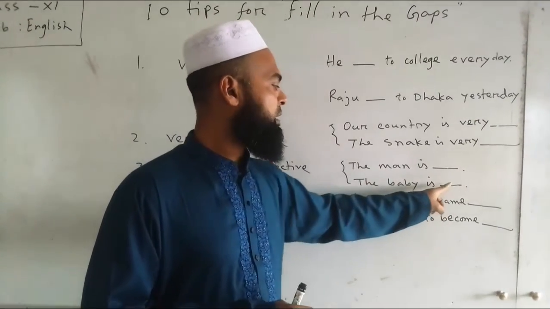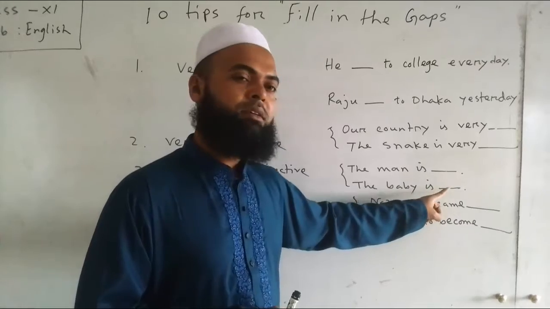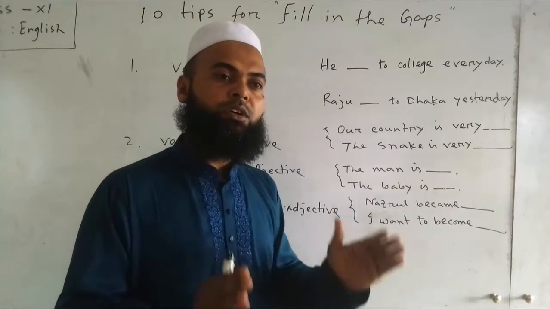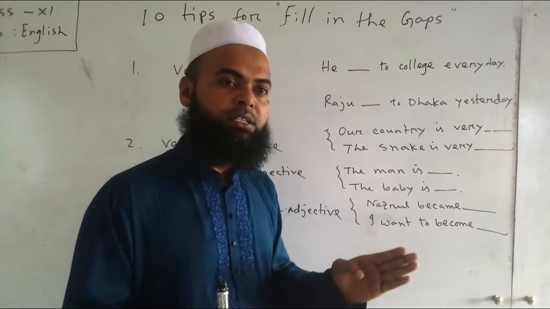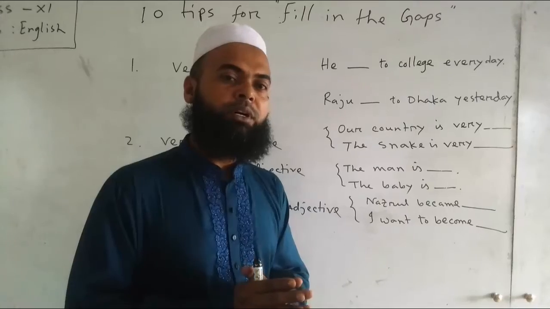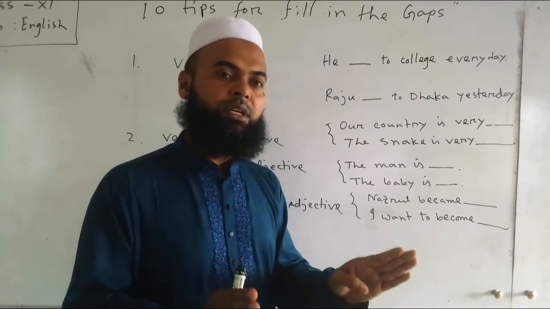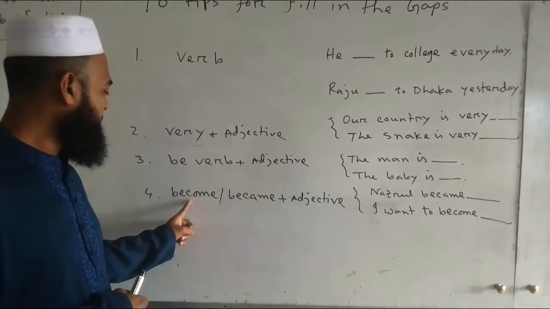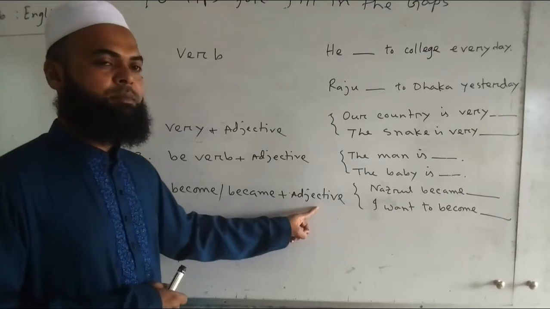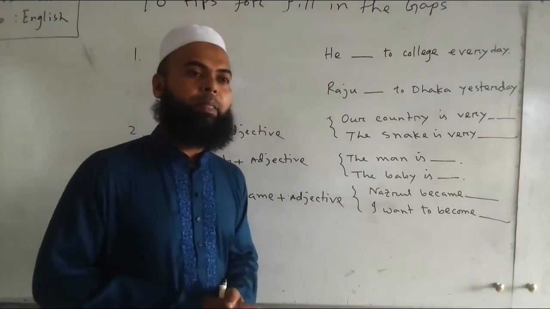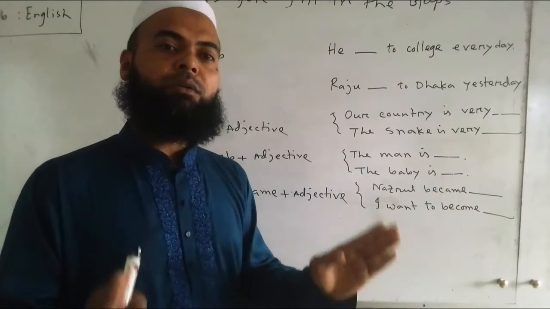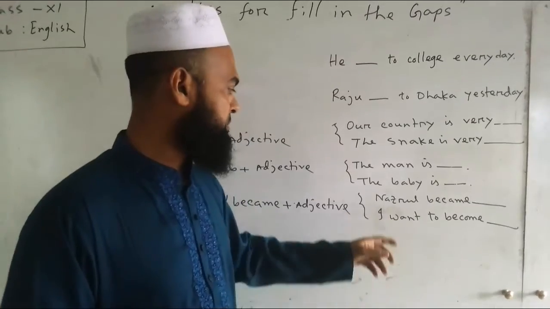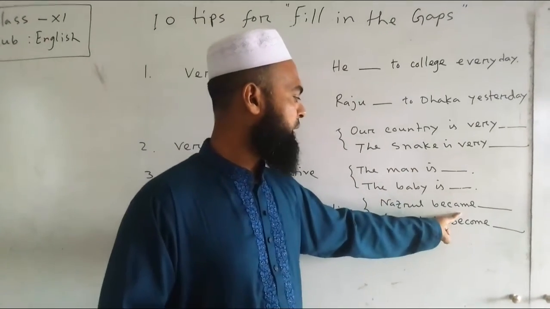The baby is dash. The baby is innocent. The baby is small. The baby is poor. These words are adjectives. So after the be verb, you will write an adjective in the gap. Okay. Next topic is become, became plus adjective. If you find a gap after become or became, then you will write an adjective in the gap. For example, Nazrul became dash.